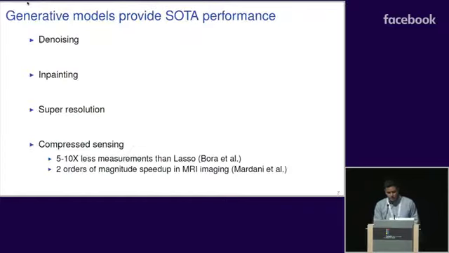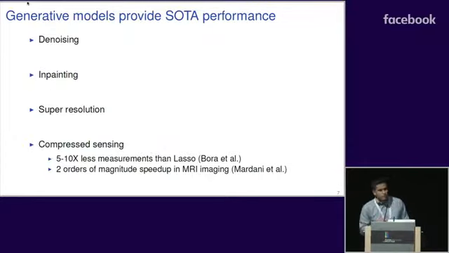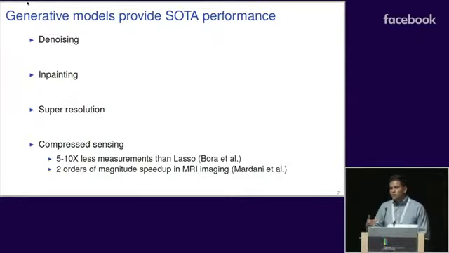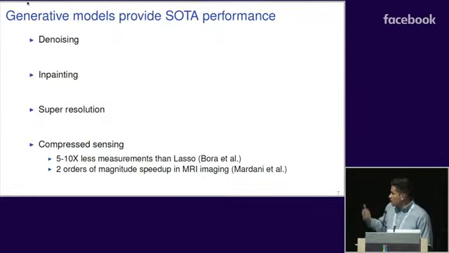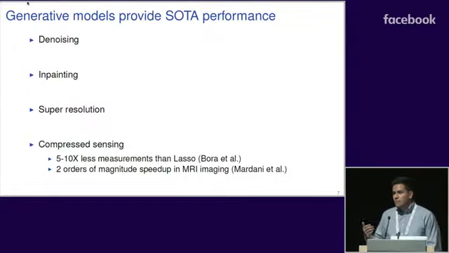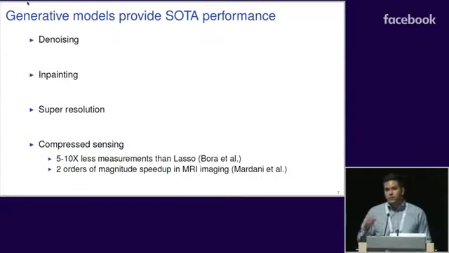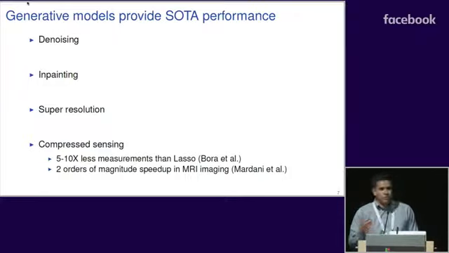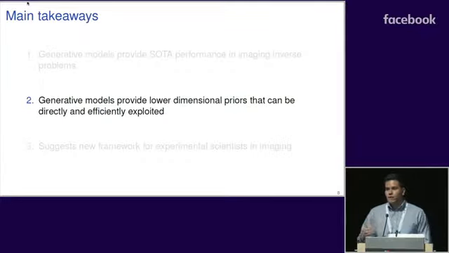Just to give examples of where these types of generative models have provided state-of-the-art performance, we talked about these previous common image processing problems, denoising, inpainting, and super resolution, but they have also shown great performance in compressed sensing. For example, results from Bohr et al. from UT Austin show that you can recover images with 5 to 10 times fewer measurements than sparsity-based methods such as lasso. In addition, Mardani et al. show that you can do MRI imaging with a speed up of 2 orders of magnitude, utilizing GPUs and convolutional nets.